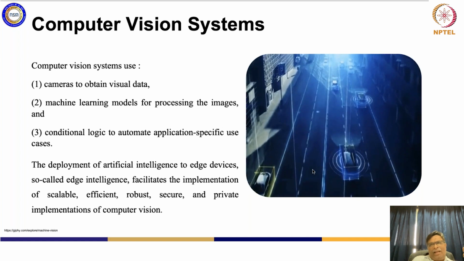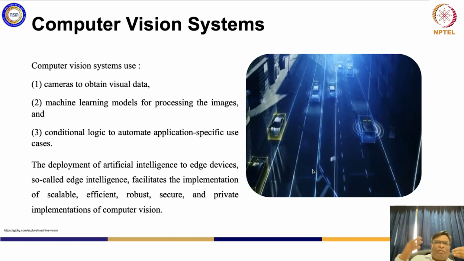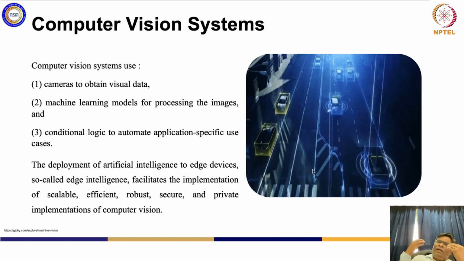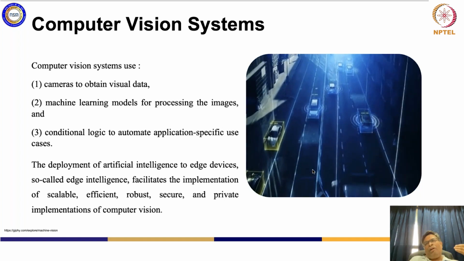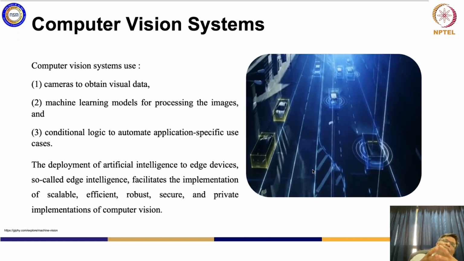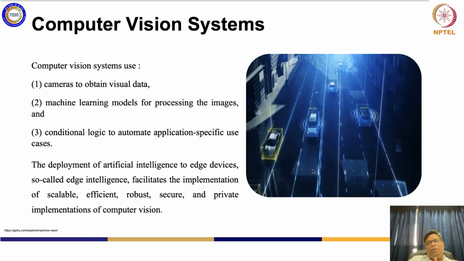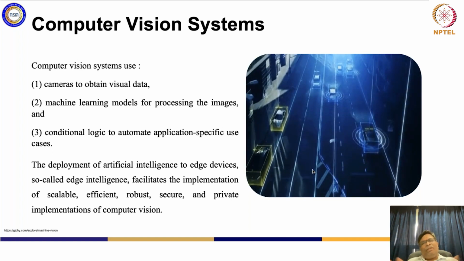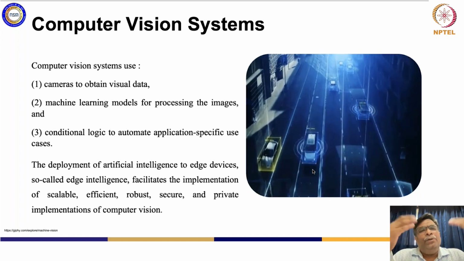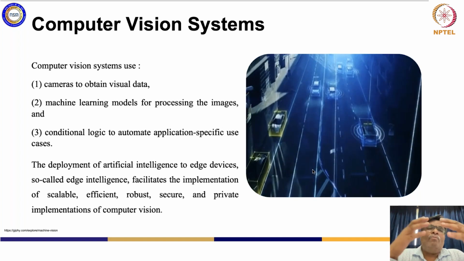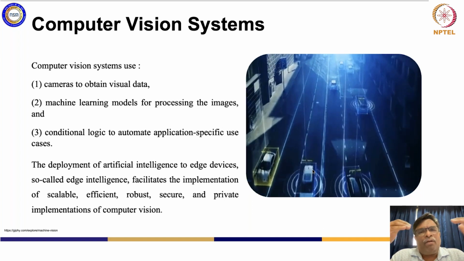These cameras, which are sensors, can be of various types. We're not going into the details, but you can get a heat map from a camera. You can similarly get 3D point cloud information from a camera. So there are various types of cameras available, and each of these cameras or modalities will give us visual data which is represented in some specific form. And these vision systems will use this type of data obtained from various sensors, which are cameras, and use machine learning models for processing these images.